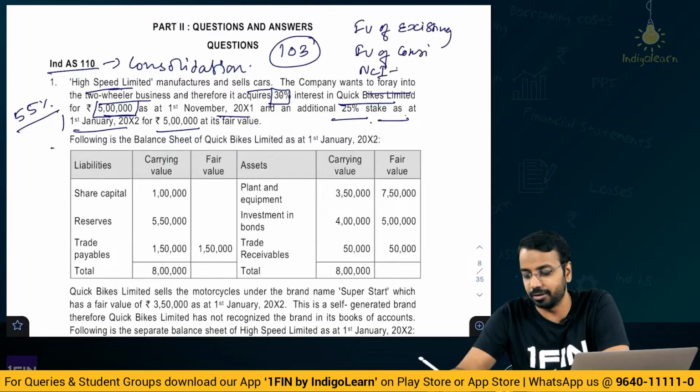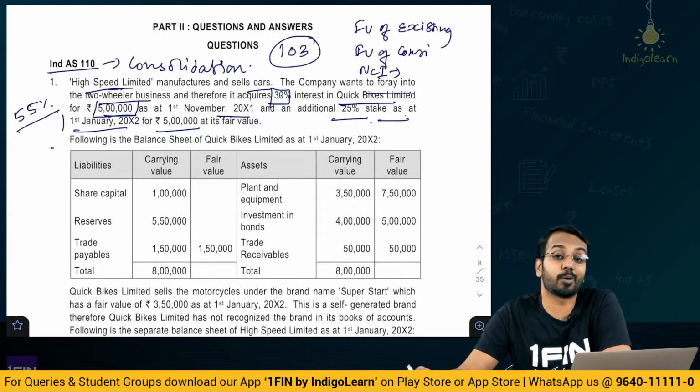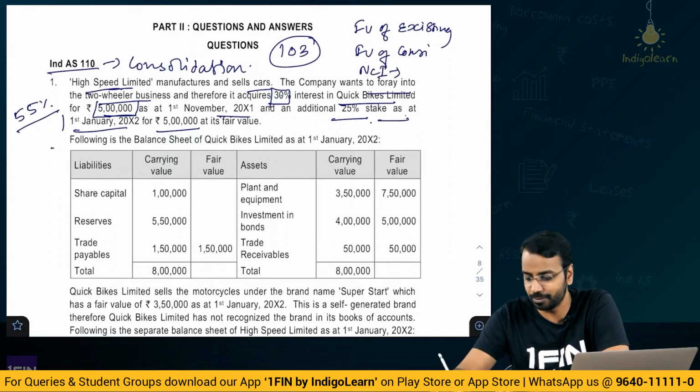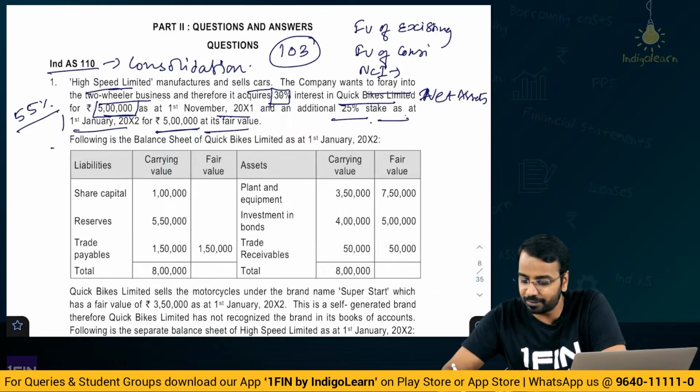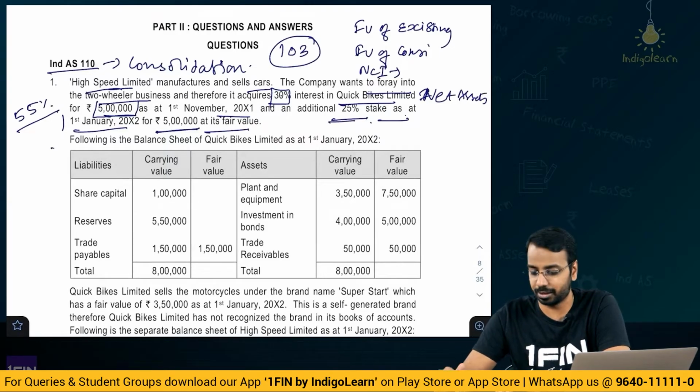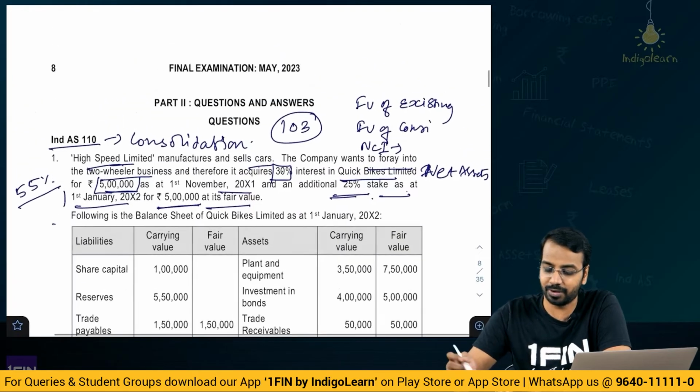Now the value of NCI depends on whether it is proportionate share of net assets or fair value basis, that will be given in the question. Then you need the fair value of identifiable net assets. All of these things are what we need. Now 5 lakhs is the fair value for a 25% stake. Now what does that mean?